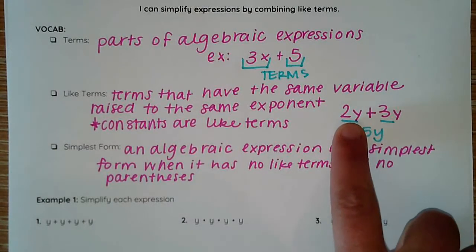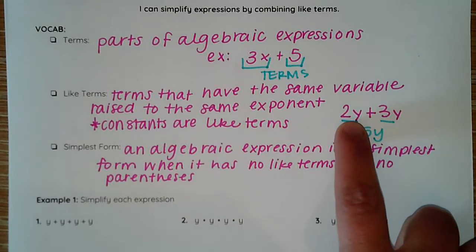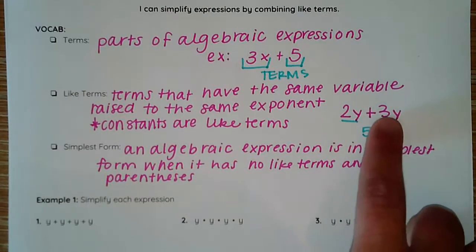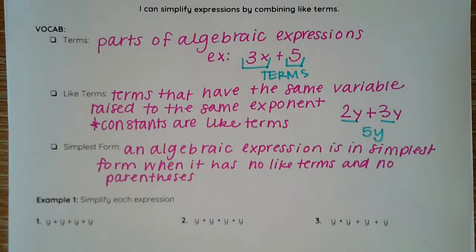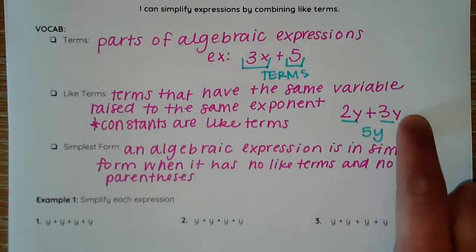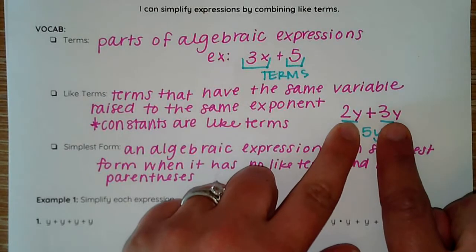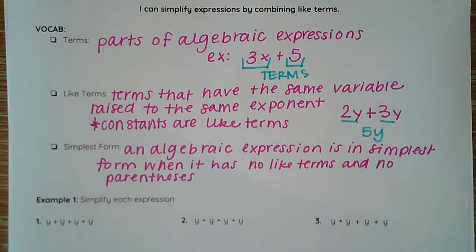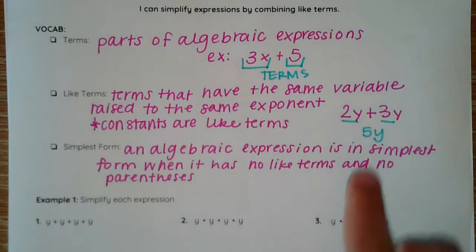So here, each term has the variable y raised to just that one, which we don't see. So if we had that 3 as 3y squared, then these would not be like terms. But because they're both y and they don't have that exponent up there, those are considered like terms. We can combine them to make 5y.